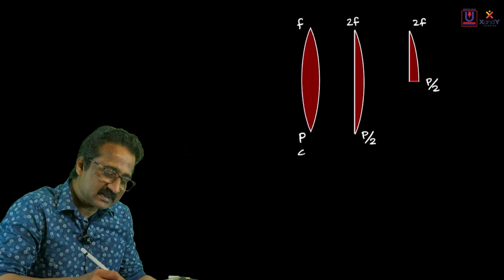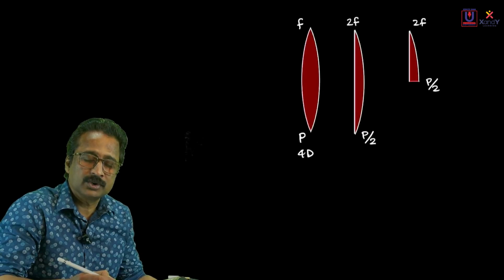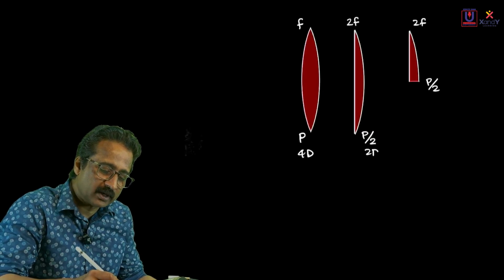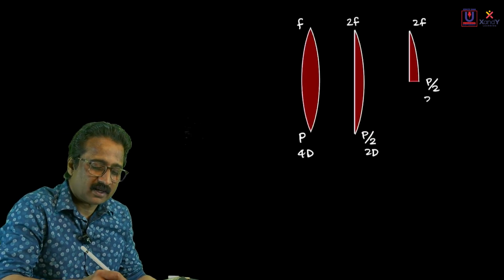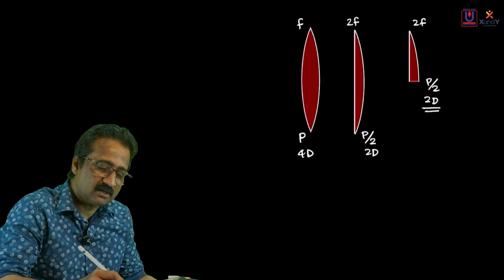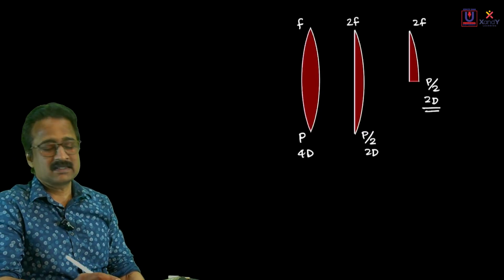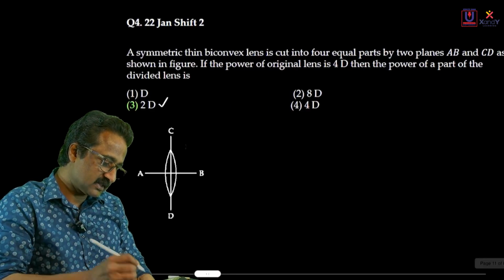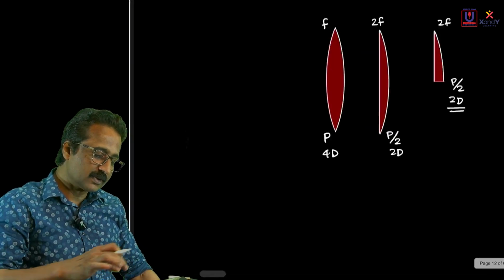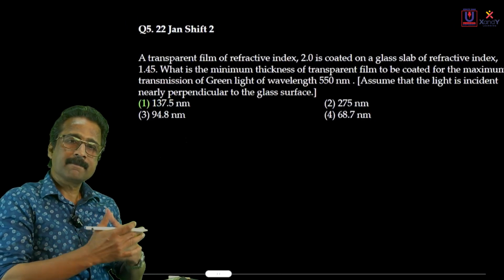Now, they say that the power of the original lens is 4 diopter. That will become 2 diopter after cutting it. And that will continue to be 2 diopter even if you cut it again like this. So, the answer is 2 diopter. That's option 3.